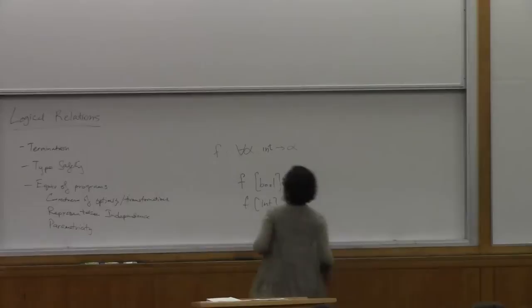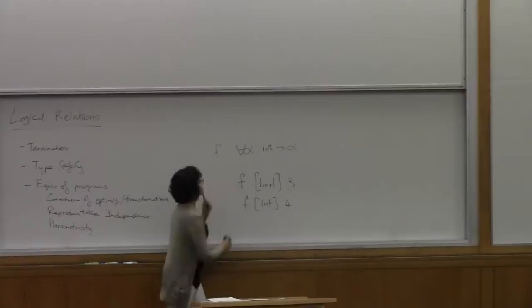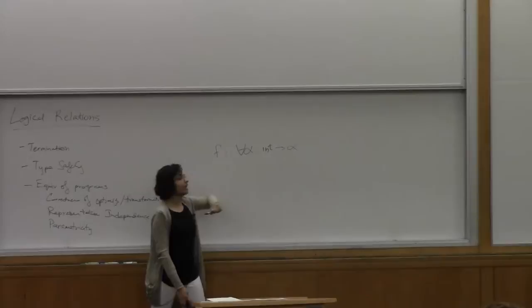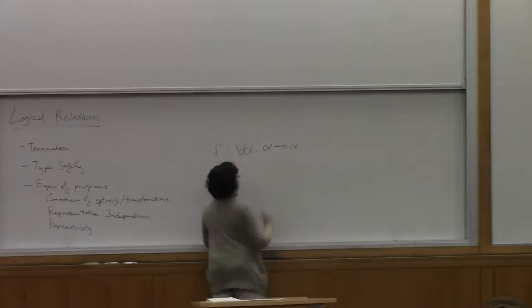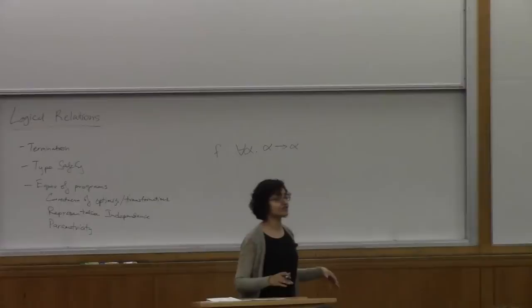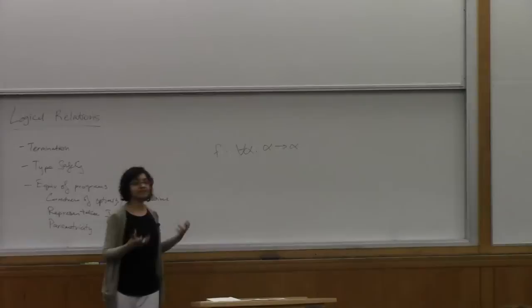All right, so things like this, the fact that there can be no F that has this type, right? Or things like my earlier type when I had for all alpha, alpha to alpha, the fact that this function must always behave like the identity function. It will always give you back the argument that you passed it, assuming it terminates. These are called free theorems. These are instances of free theorems. And they follow as a consequence of parametricity.